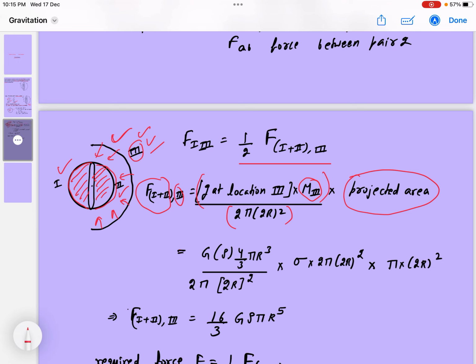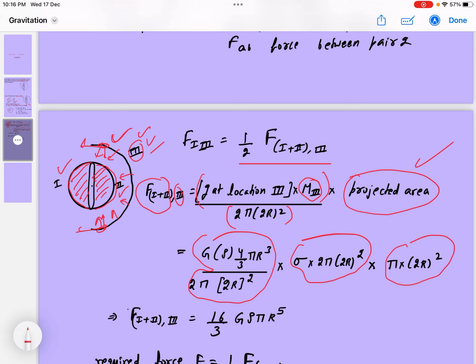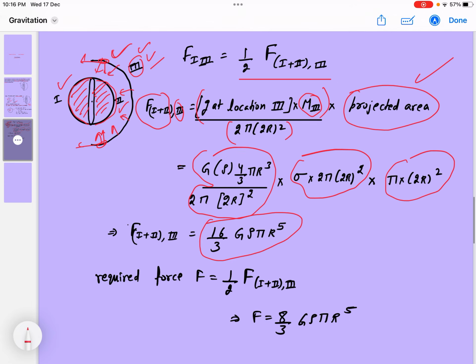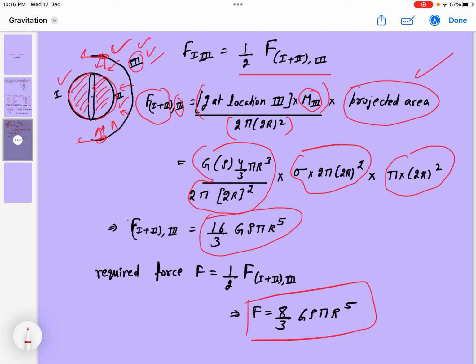Now this pressure multiplied by the projected area. So projected area in what direction beta? If you consider any two elements, the vertical components will get cancelled out and the horizontal components will get added up, right? So in the horizontal direction we need to multiply with the projected area. The projected area in the horizontal direction is pi into 2r square, right? So G at the location, Gm by r square, multiplied by the mass of 3, that is sigma into 2 pi into 2r whole square, right? So with this we obtain the force expression. Now our answer should be half of this value. So the answer should be 8 by 3 G rho pi r to the power 5, right?